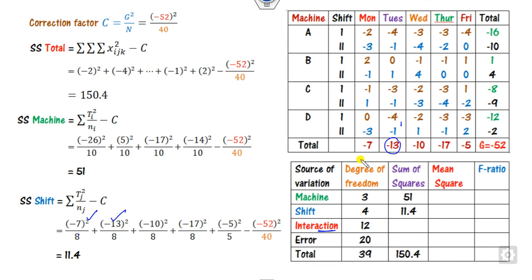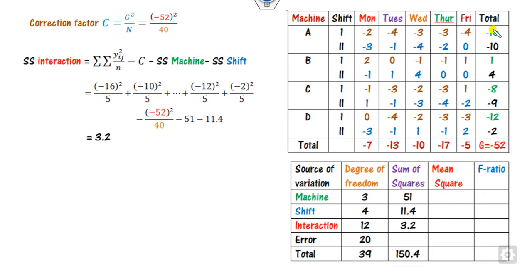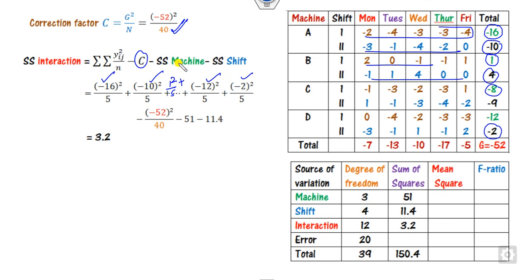How do you find the interaction? Now you can see there is a sum of this. What is the sum of this? Minus 16. So you can easily find the interaction as minus 16 square, how many observations? 5. Minus of 10, how many observations? 5. 1 square, you can write as 1 square, how many observations? 5. Plus 4 square divided by 5, minus 6, 8 square, 5, and so on, until you get a minus 12 square, and so on. Minus of C, this is the C.